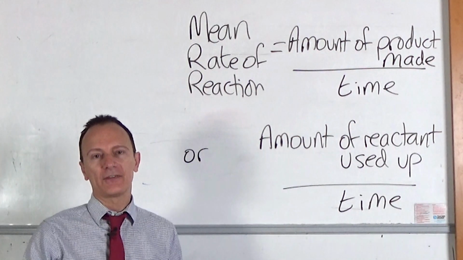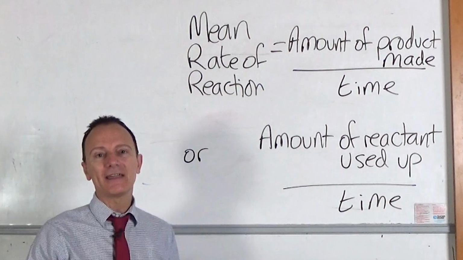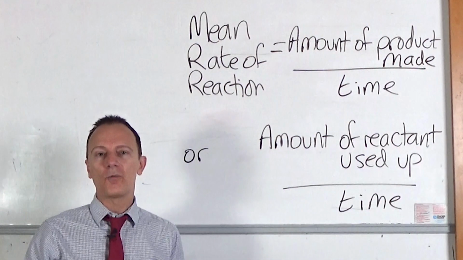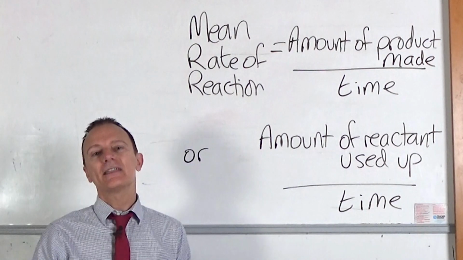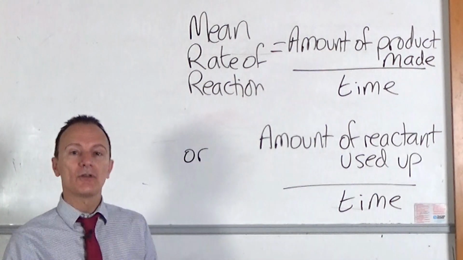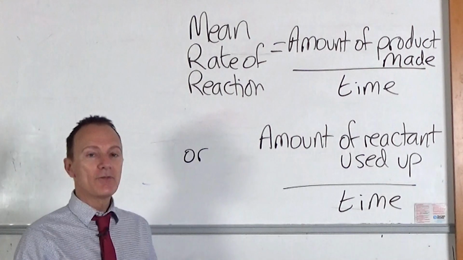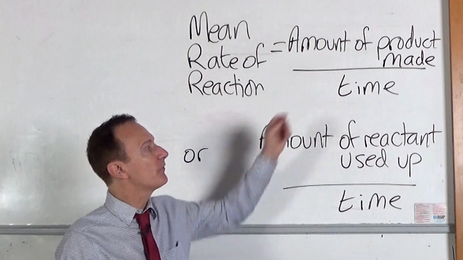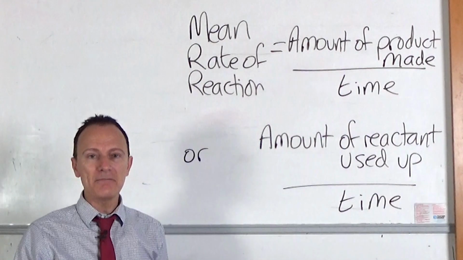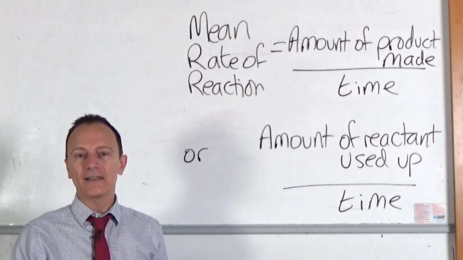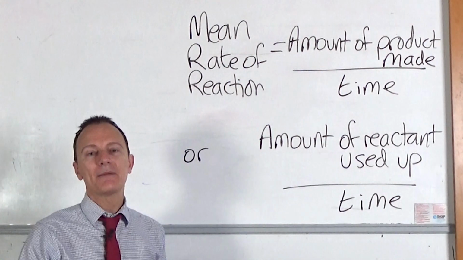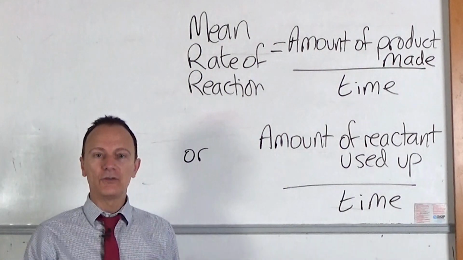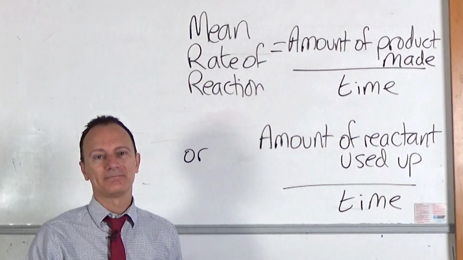Chemical reactions are the same. We can work out a mean rate of reaction for the whole reaction, but it doesn't mean it was going that speed the whole way through. So to calculate the mean rate of reaction, we can use one of two formulas. If we're measuring the volume of a gas, for example, we could use the amount of product made divided by time. If we know how much reactants we started off with and we've timed it until they've been used up, we can also use the amount of reactant used up divided by time.